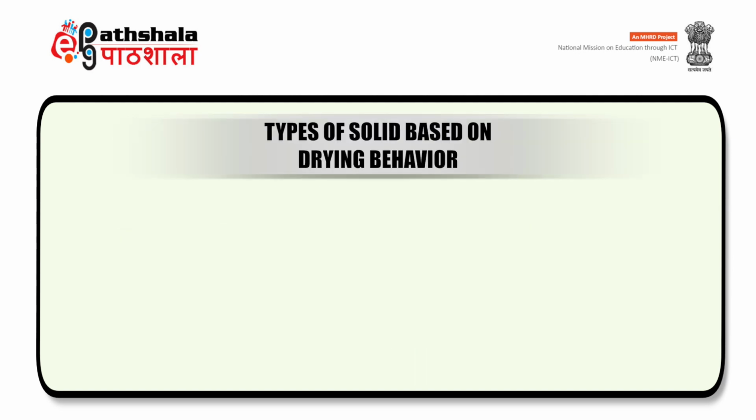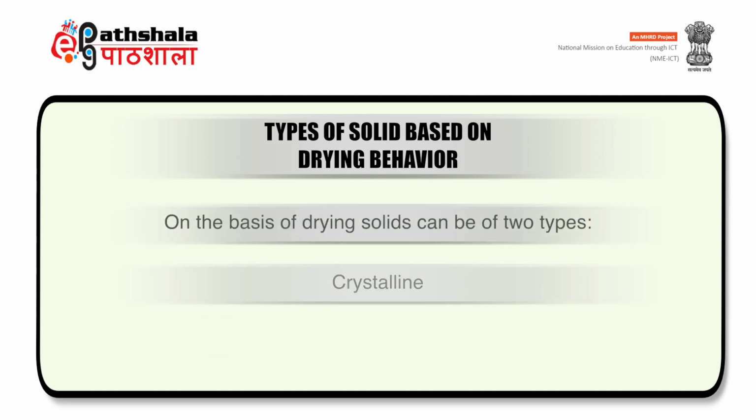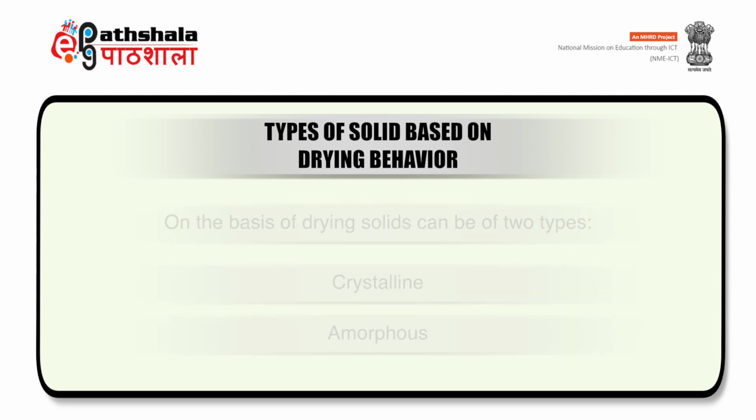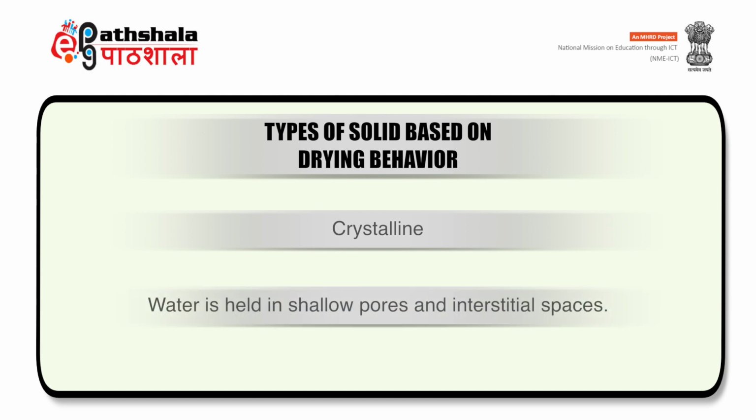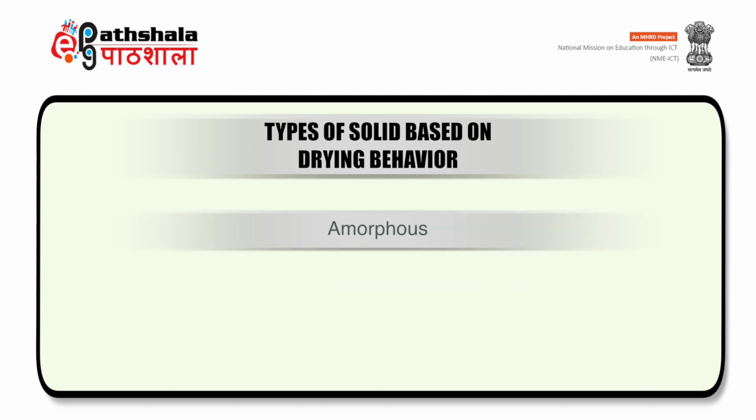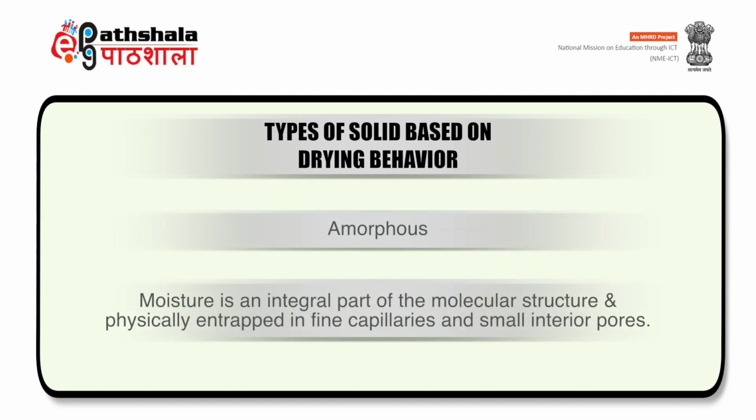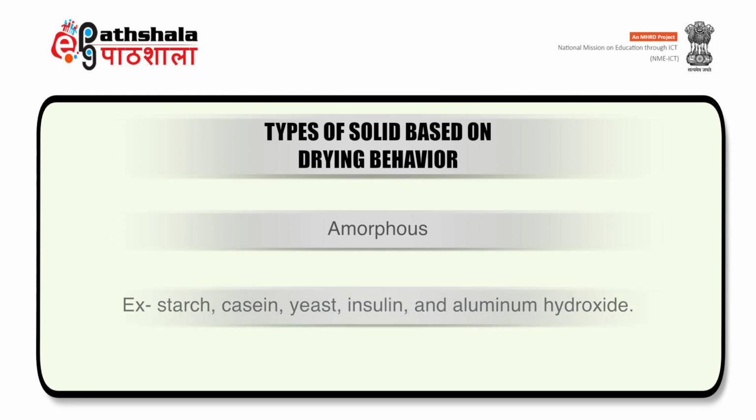Now, types of solids on the basis of drying. These are of two types, crystalline and amorphous. In crystalline solids, water is held in shallow pores and interstitial spaces. For example, zinc oxide, magnesium oxide, etc. In amorphous solids, moisture is an integral part of the molecular structure and physically entrapped in fine capillaries and small interior pores. For example, starch, casein, yeast, insulin and aluminium hydroxide. Thus, amorphous solids are more difficult to dry than crystalline solids.